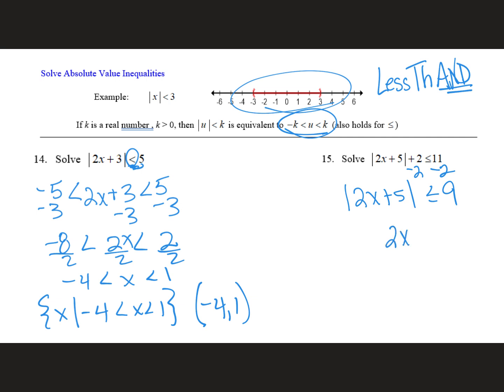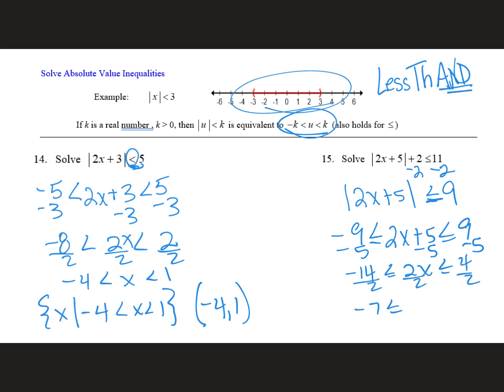So 2x plus 5 is in the middle, and my distances are less than, between -9 and +9. It's equal to because my original inequality is equal to. So I'm going to subtract 5 from all three sides. -9 minus 5 is -14, less than or equal to 2x, less than or equal to 9 minus 5 is 4. Divide by 2. -7 less than or equal to x less than or equal to 2. So again, set notation is -7 less than or equal to x less than or equal to 2. Or interval notation, brackets, -7, 2 with a bracket.